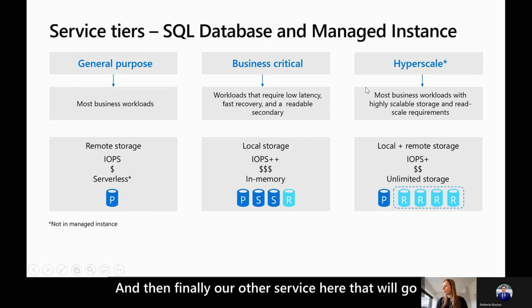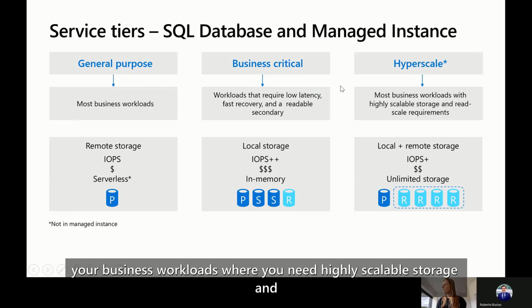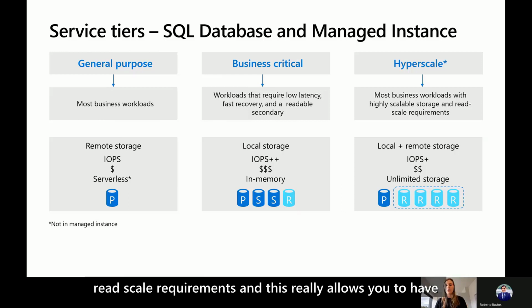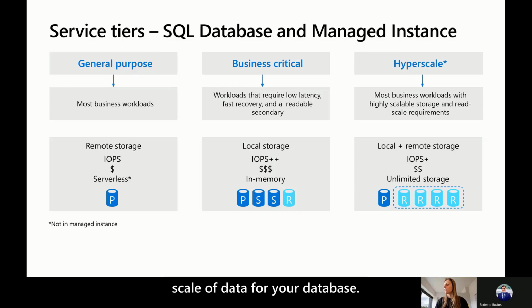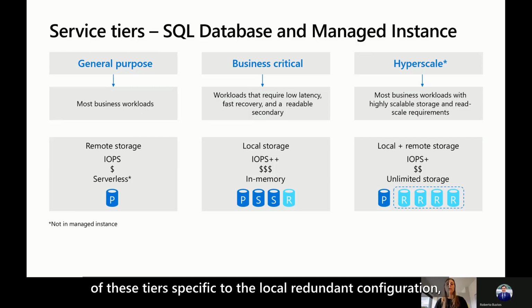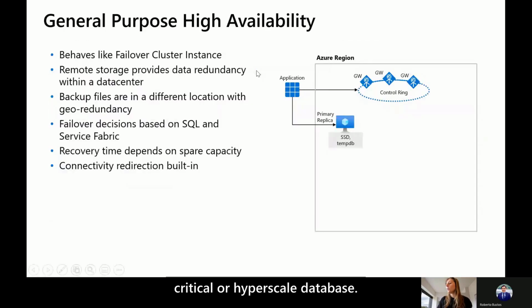And then finally, our other service tier that we'll go over is hyperscale, which this offering is really good for most of your business workloads where you need highly scalable storage and read scale requirements. And this really allows you to have very large amounts of data, basically providing a limitless scale of data for your database. So these are the different tiers. I'm now going to go into more detail of each of these tiers specific to the locally redundant configuration, which is the default configuration if you were to spin up a general purpose, business critical, or hyperscale database.